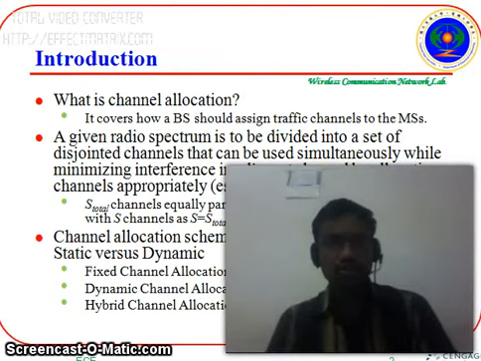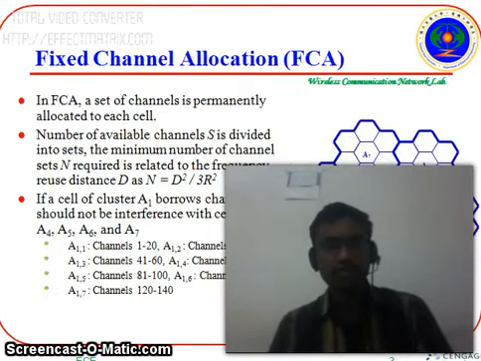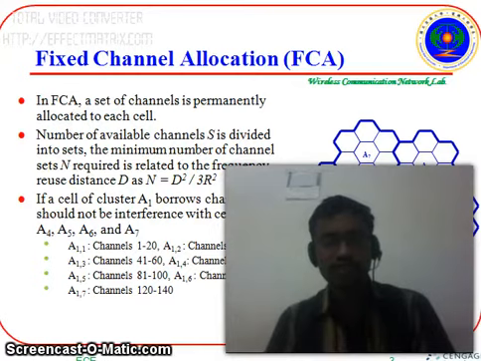During the conversation, channel allocation schemes can generally be divided into static and dynamic. So there is fixed channel allocation, dynamic channel allocation, and hybrid channel allocation. We will discuss one by one how a particular channel is allocated to the user. First of all, we will discuss the fixed channel allocation.